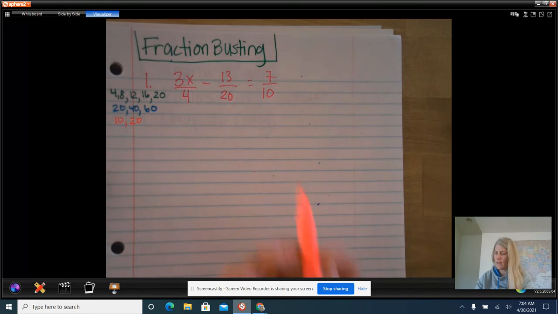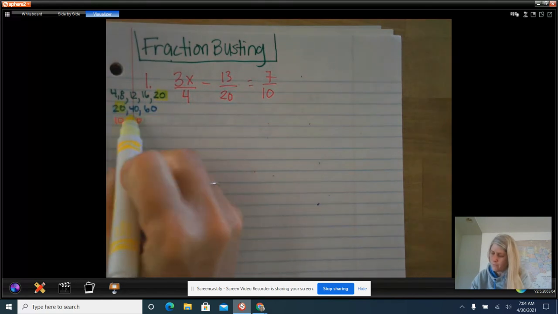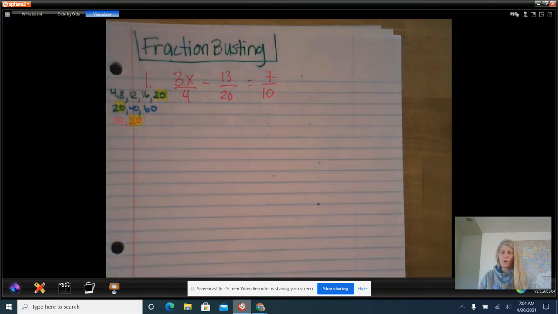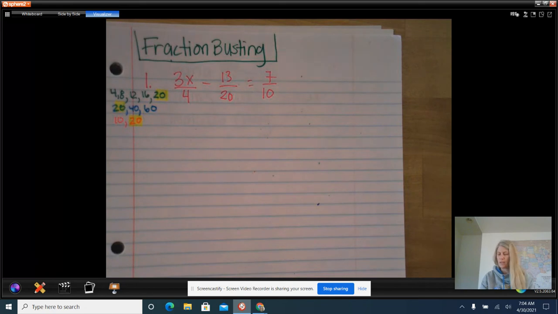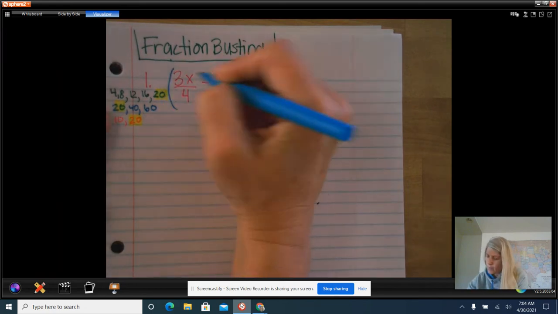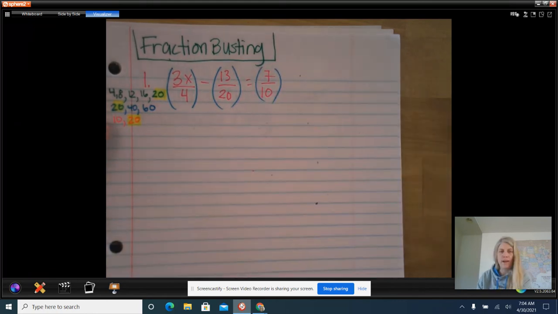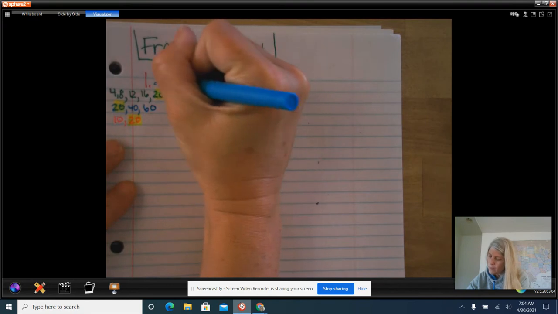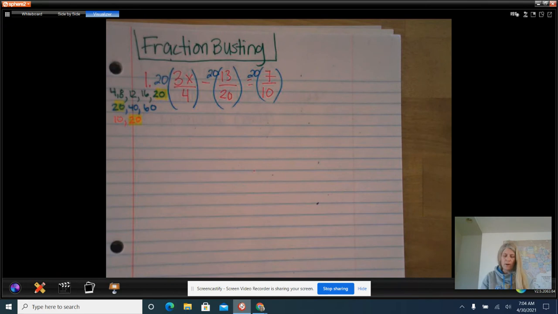Now, as I'm doing that, I'm looking for the smallest number that is in all 3 sets of multiples. And that is 20. That's the number that we are going to multiply every single term on both sides with. So our technique is we're going to put parentheses around each of those fractions or numbers, each term, and we're going to multiply by 20. So we're going to physically put a 20 in the numerator of each of those.